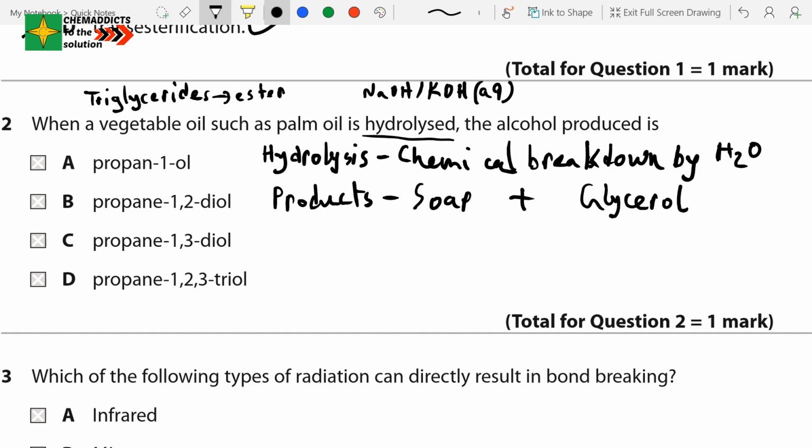If we use sodium hydroxide, then the soap would be sodium stearate. Or if we use potassium hydroxide, the soap would be potassium stearate. So suppose we have used sodium hydroxide in this reaction, then the name of the soap would be sodium stearate.